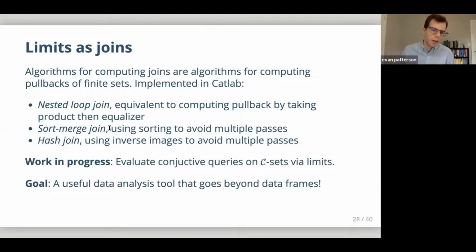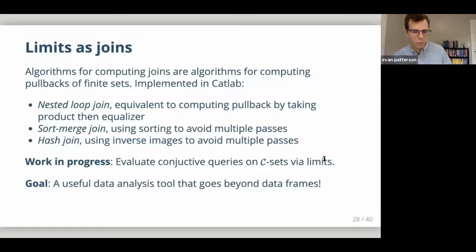And then there are other joins that, for example, use sorting to avoid having to loop through all possible pairs of elements, or that use inverse images for the same reason. This hash join based on inverse images will be especially convenient for C-sets when the thing in question is indexed. Okay, so we've implemented these, and there's work in progress to turn this into a query system for C-sets.